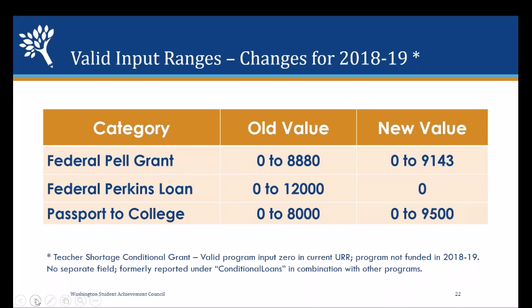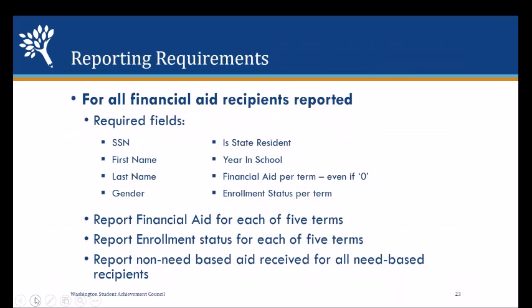These are just valid input changes based on the increases or changes to the Pell Grant. Perkins is going to 0, and Passport to College is increasing to 9,500. These are the fields that are required to be reported, and you can read those. I don't need to read those to you. We want you to report financial aid for each of the 5 terms, if you have the 5 terms. Report enrollment status for each of the 5 terms. And Anne will review this in detail when she goes over her portion of this PowerPoint.